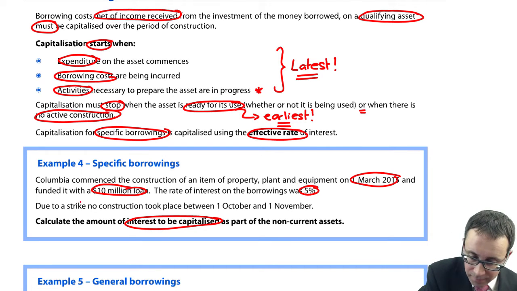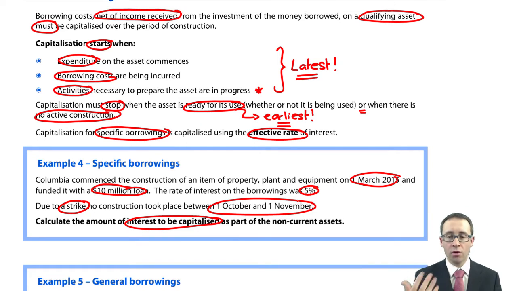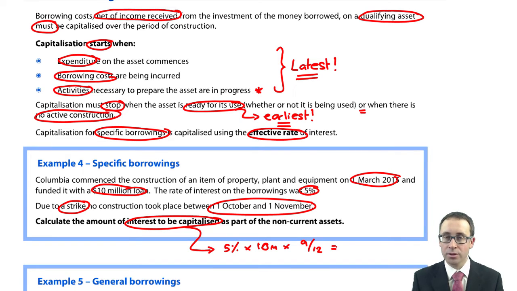Due to a strike, no construction took place between the 1st of October and the 1st of November. So what you've got there is 5% on the 10 million, but you are only going to capitalize it for 9 months. Even though the 1st of March to the end of December is 10 months, for 1 month, the 1st of October to the 1st of November, so the start of November, not the end, it's 1 month, not 2, we only capitalize 9 months.